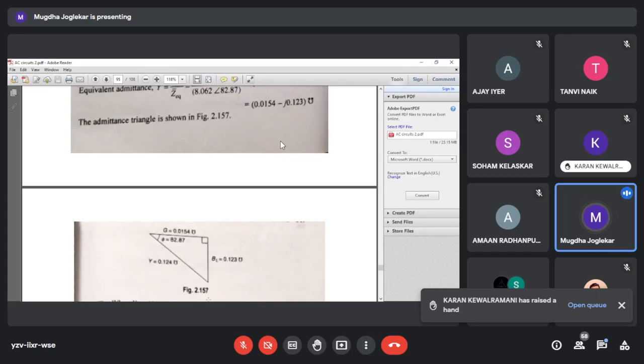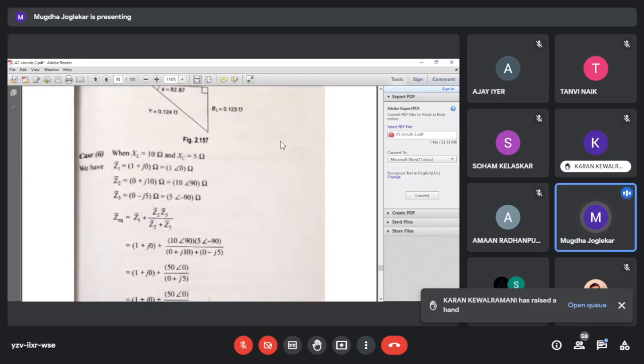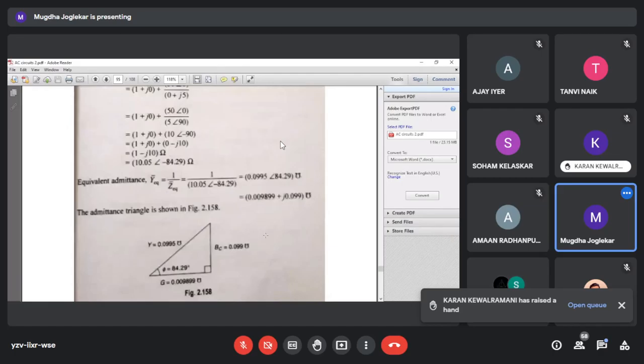And here is the second case triangle. You can see here that you're getting a minus sign. So if Z is having a minus sign, it's a capacitive circuit. So here you will get G plus jBC. So here is G, BC and Y.